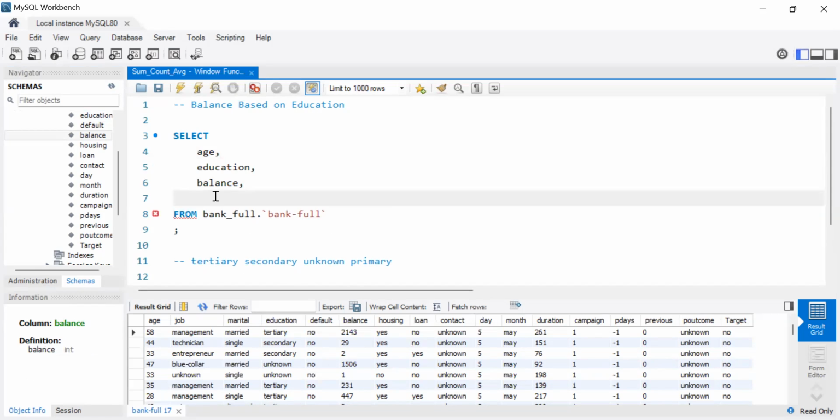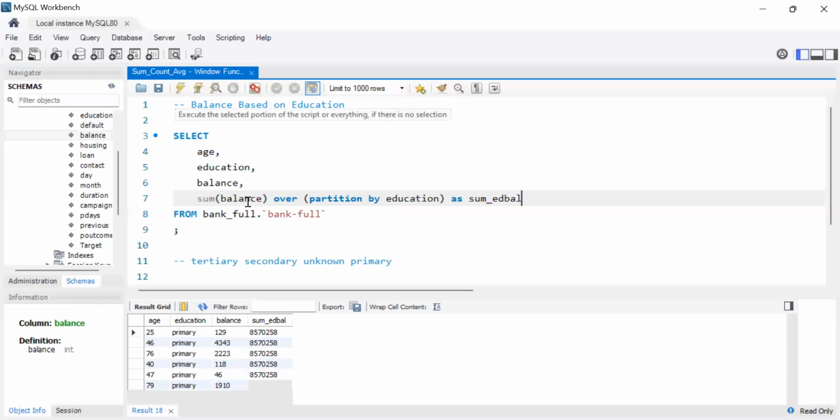And at this point is where we're going to introduce our window function. So we want SUM(balance) OVER (PARTITION BY education). Partition by works like group by. So we are partitioning by education because that's what we are interested in. We're going to call this sum_ed_balance, so sum education balance here. Let's run this and see what happens.